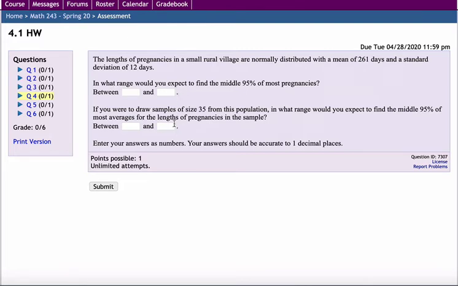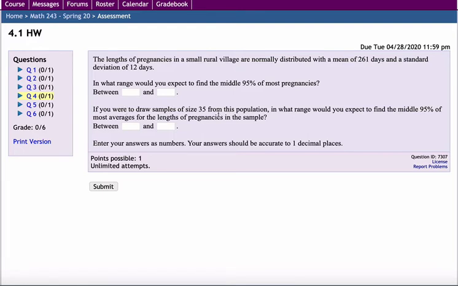The second one's great. This belongs perfectly right here. Let's skip this first one, read the second one, then we'll go back to the first one. If you were to draw samples of size 35, now we're talking about a sampling distribution. I want to know about the average length of the pregnancy of these 35 women. I want to know the range that those fall into. Sure, that's a 4.1 question.